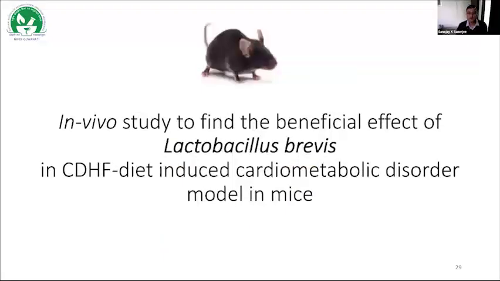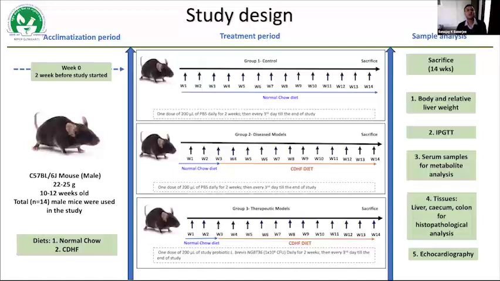Now coming to the in vivo data, where we have just initiated the study. We are in the middle of it, but I thought I would show you some interesting data. The animals we used were C57BL6. The total study was 14 weeks. The first 2 weeks we just kept them on PBS, which is the control group.